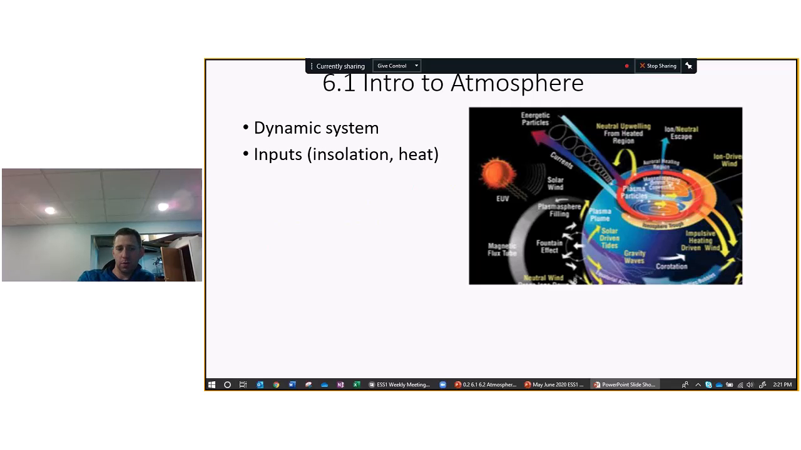There's inputs, and there's really only two inputs to the atmosphere. We basically ignore meteors because meteors are a rare occurrence, but in general, there's two inputs to the atmosphere, and that is insolation and heat. Only one output, which is heat. Realize that those inputs and outputs are energy, not matter.